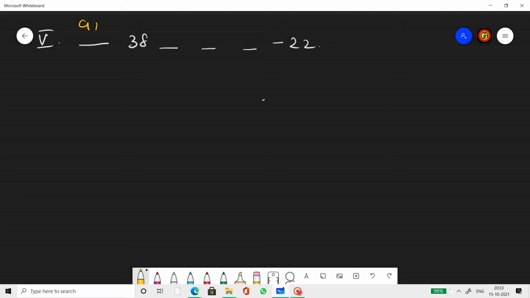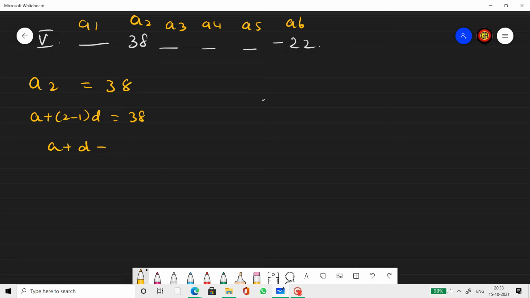First term is missing, second term is given to us, third term is missing, fourth term is missing, fifth term is missing, sixth term is given to us. So A2, second term is 38. So that means A plus 2 minus 1 into D equals 38. So A plus D equals 38. This is equation number 1.